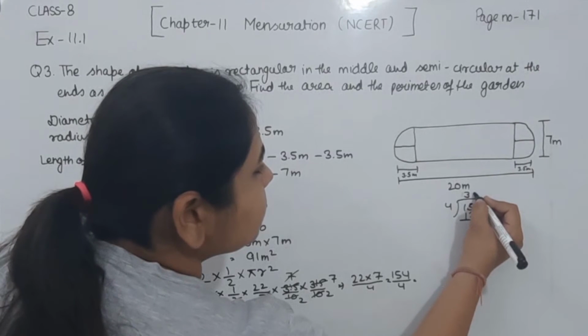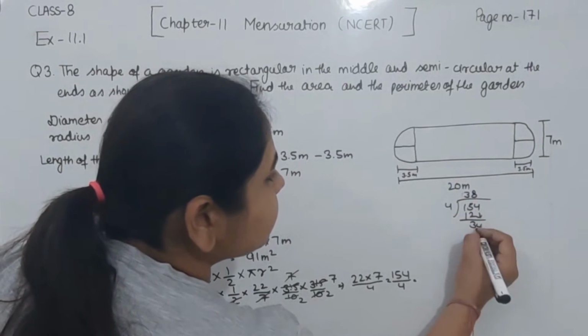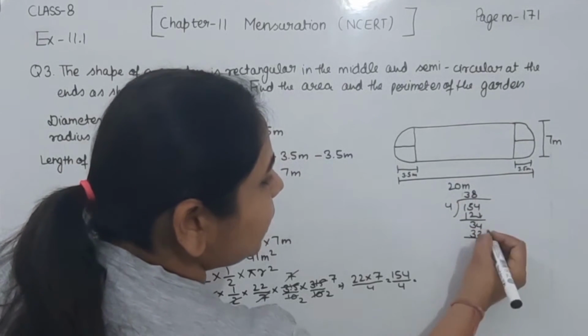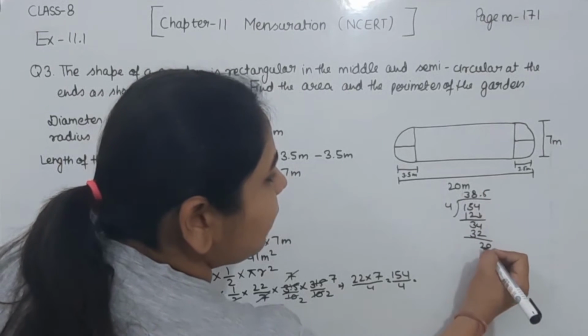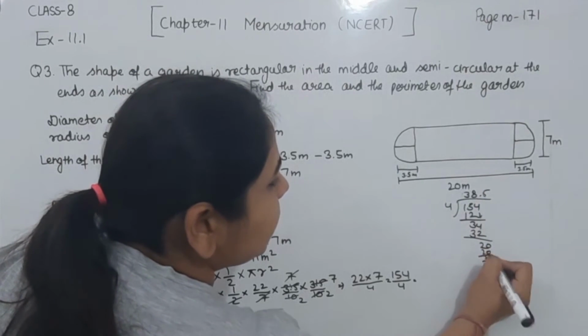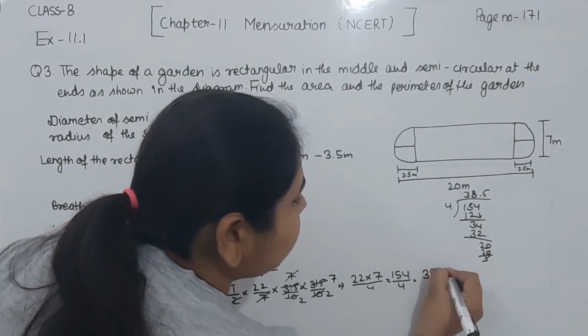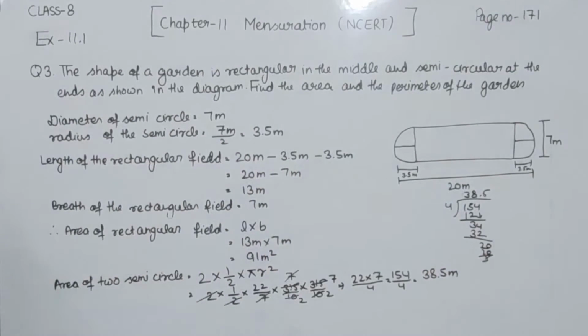Now 4 8s are 32. Remainder 2. Now decimal, and 0, and 4 5s are 20. So the answer we have is 38.5 meter square. This is the area of the semicircle.